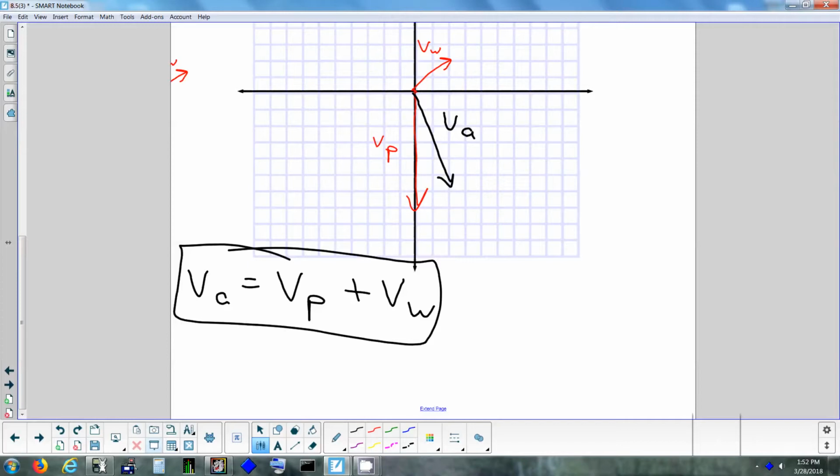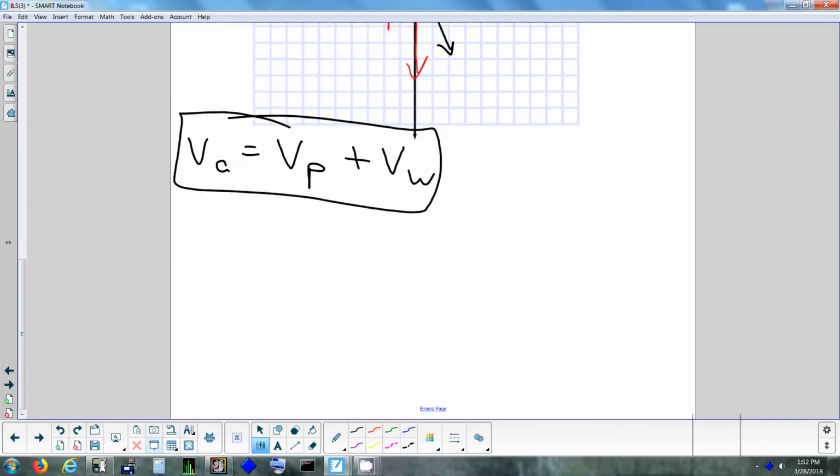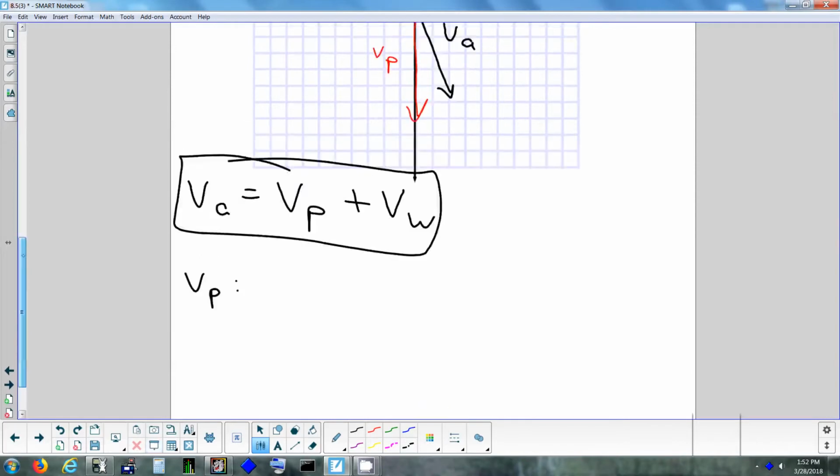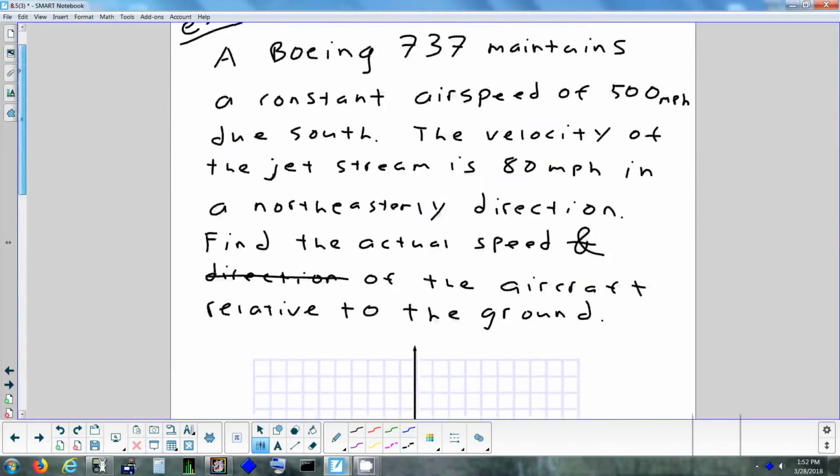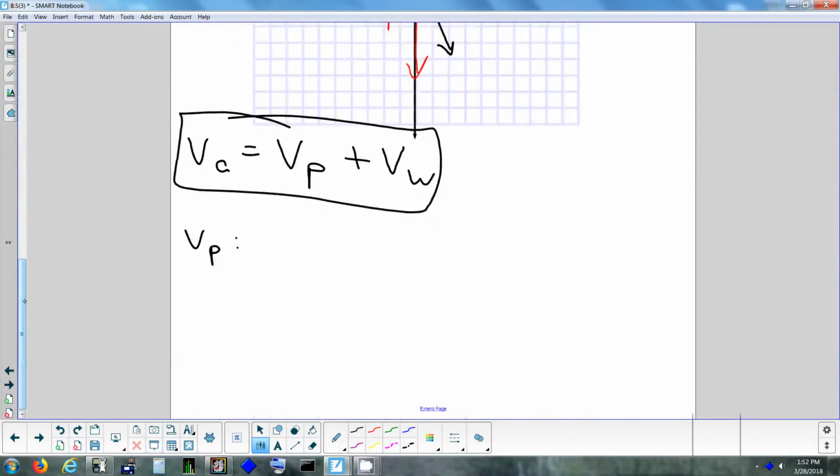Any questions on how I got that equation? Okay, so now let's find out what each of these vectors are. The vector for the plane. So a velocity vector is the magnitude times the cosine of the angle plus sine of the angle. So we've already got the magnitude. The plane is going 500 miles an hour. Now I need cosine of my angle.